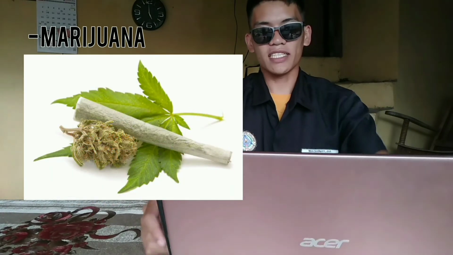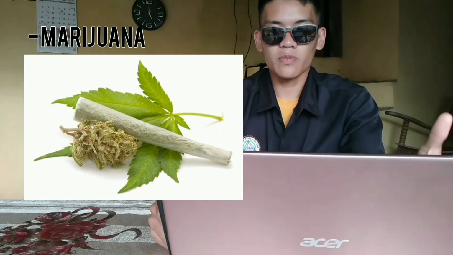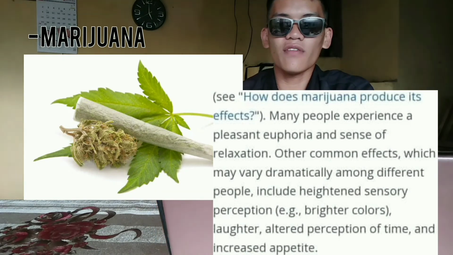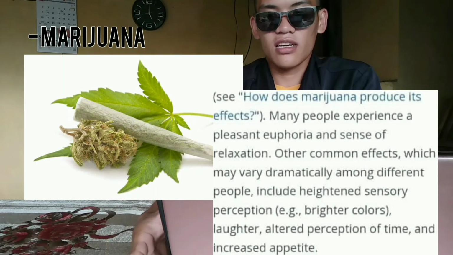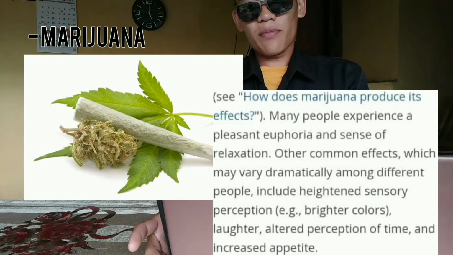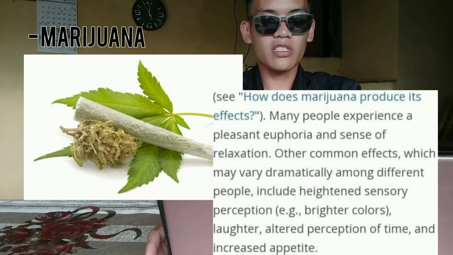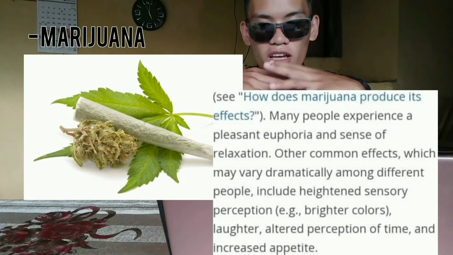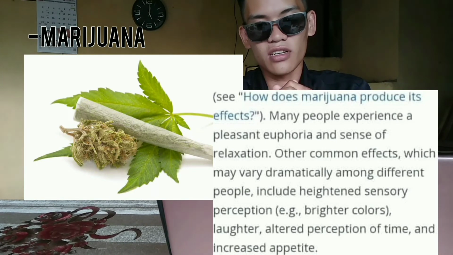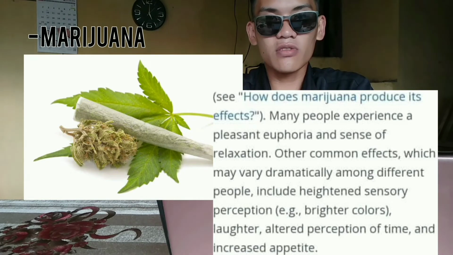So how does marijuana produce its side effects? Many people experience a pleasant euphoria and sense of relaxation. Other common effects, which may vary dramatically among different people, include heightened sensory perception, for example brighter colors, laughter, altered perception of time, and an increase in appetite.